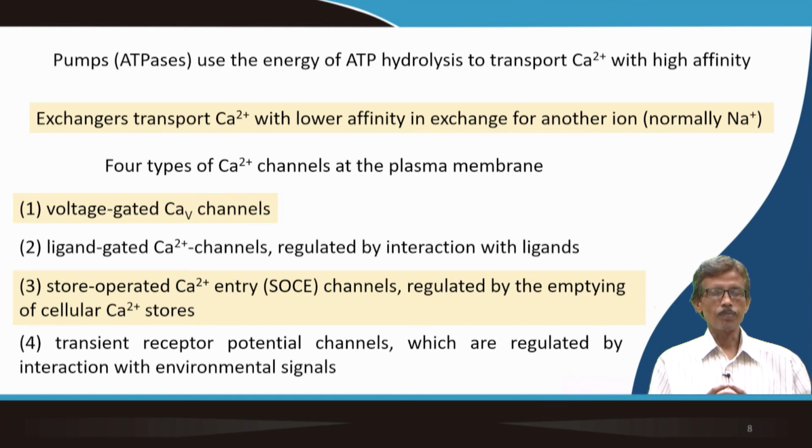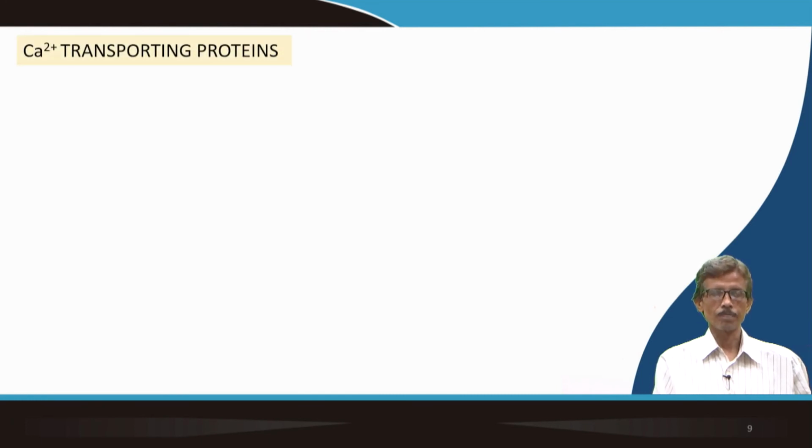Then the last type is the transient receptor potential channel. So, you can have the receptor potential, like electrical potential, which can be modulated or controlled or regulated by interaction with some other environmental agents or environmental signals or signaling processes.